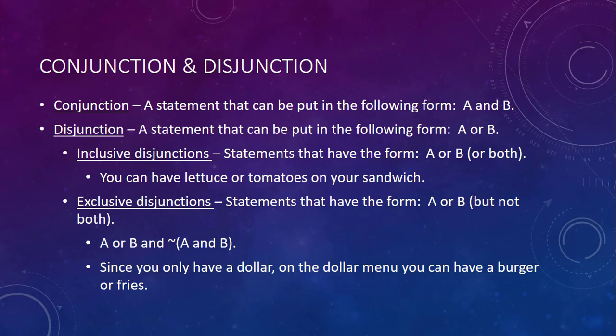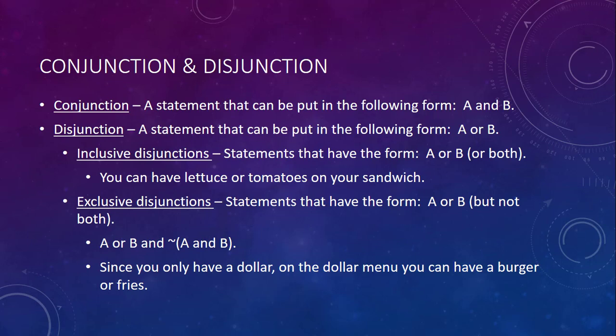So there are various possibilities here. Three possibilities here with an inclusive disjunction. It's inclusive in the sense that it could be both A and B. That could be the case. It's inclusive. It includes that possibility. An exclusive disjunction excludes that possibility where it's both A and B at the same time. So exclusive disjunctions are statements that have the form A or B, but not both.